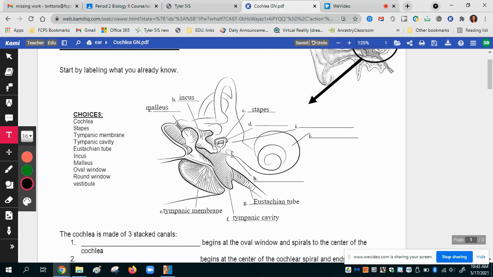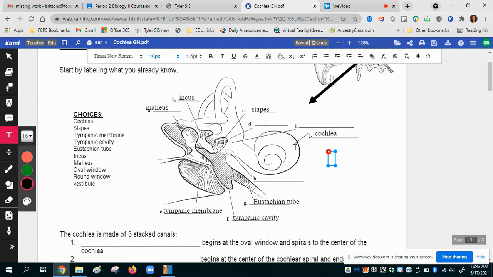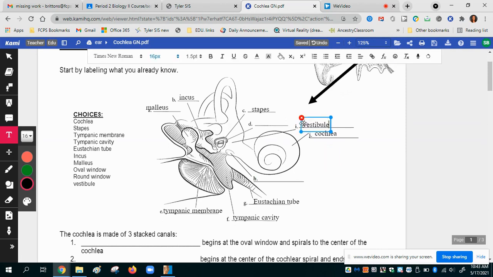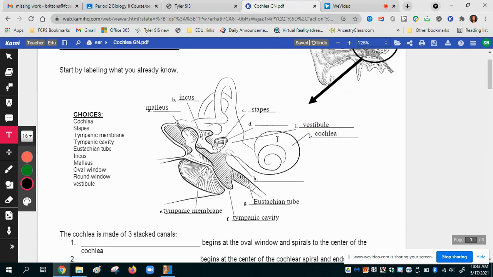As we progress towards the inner ear, we see this snail shell-like structure here. That's the cochlea. Very easy to recognize. That's where our concentration will lie today. This main area here is called the vestibule. That's letter I. And that's sort of the connector between the cochlea, which is the snail, and these three parts here, which have to do with balance. Those are called the semicircular canals. So the vestibule sort of sits between them.